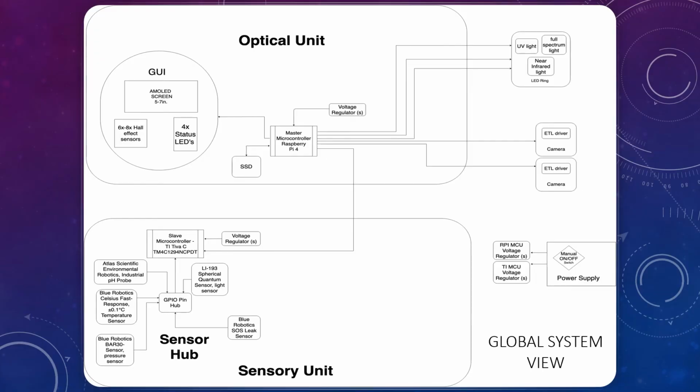Here we can see the global design of the system, separated in two modules. As mentioned, the microcontrollers used for this project will be a Raspberry Pi 4 working as the primary controller and a Texas Instruments TIVA Series C microcontroller as the secondary microcontroller.